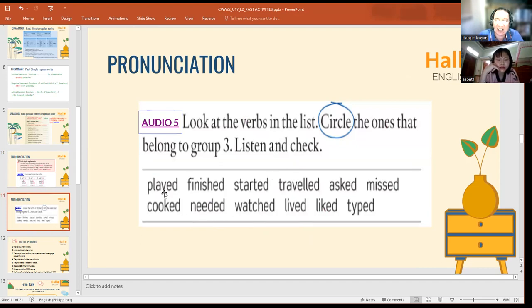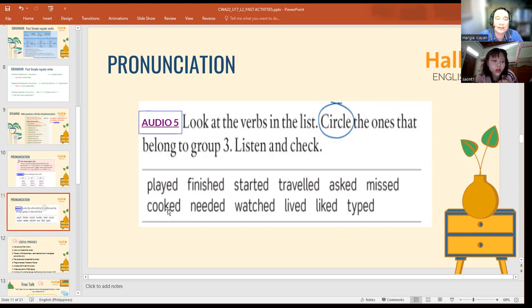What about played? Which group? I think it's group 1. Very good. Finished. I think it's number 2. Correct. Travelled. I think it's number 1. Correct. Asked. I think it's in number 2. Okay, correct. Missed. I think in number 2. Correct.